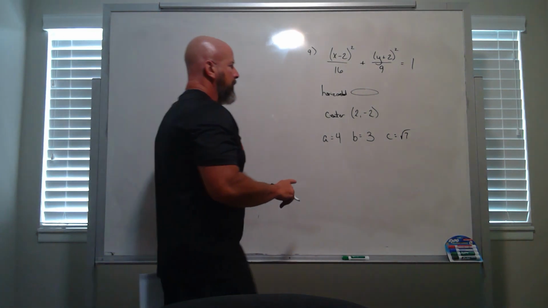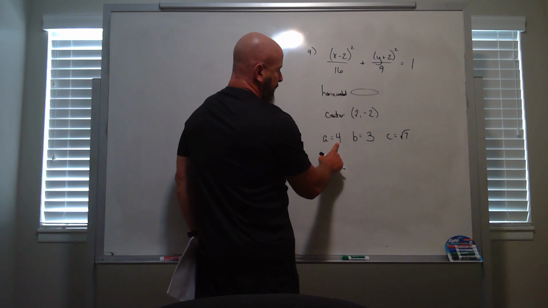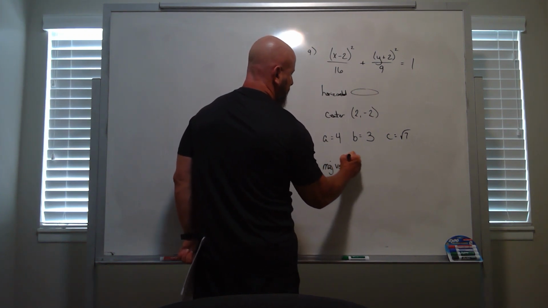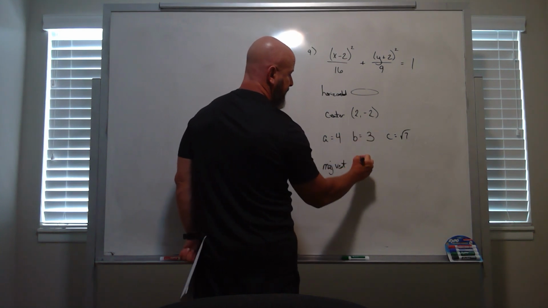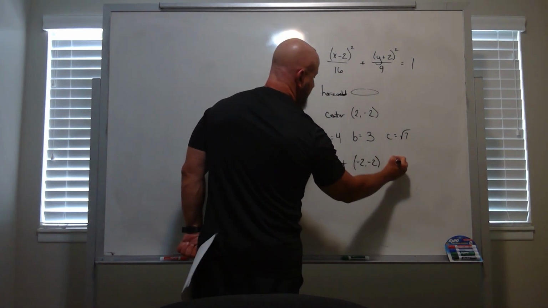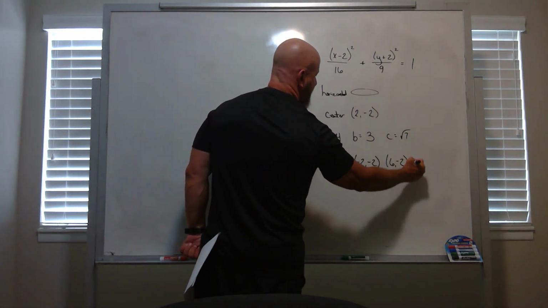So for the major vertices, we're going to move 4 units. Left of the center would be -2, -2. Right of the center would be 6, -2.